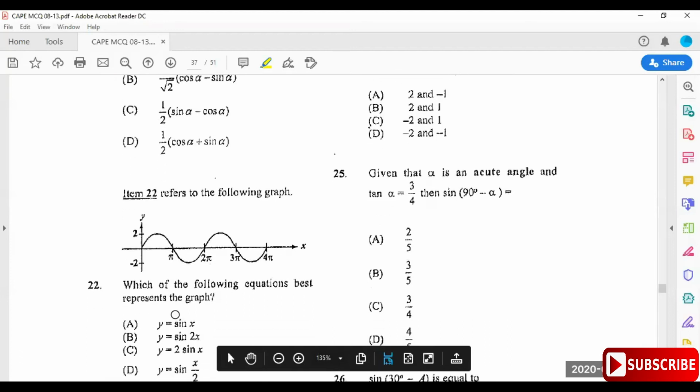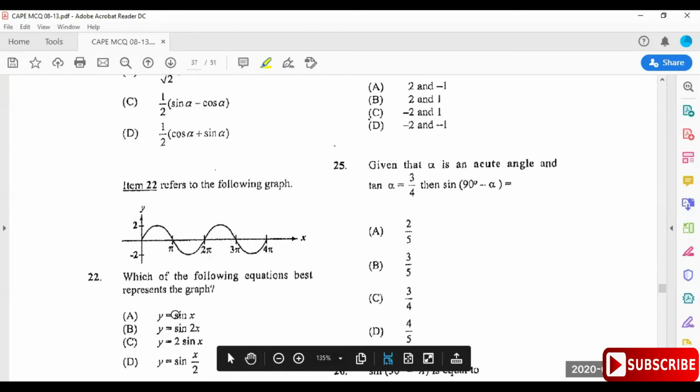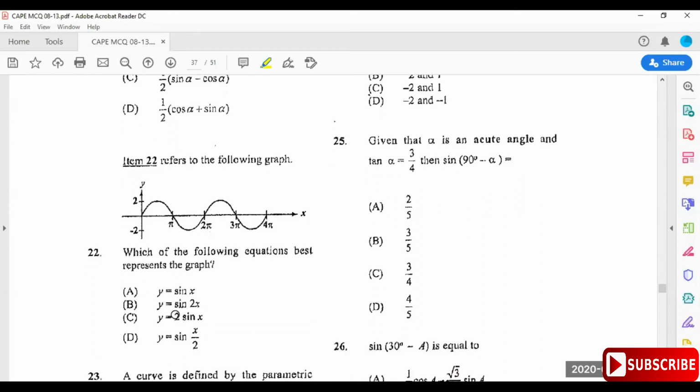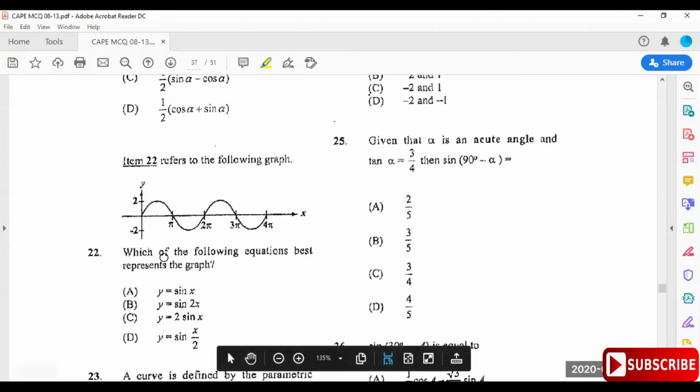Easy. All right, now I need to get this number, item 22. I need to get this one in my head again. I forgot how to do this one. All right, so this question, where the options are labeled, it's very easy.